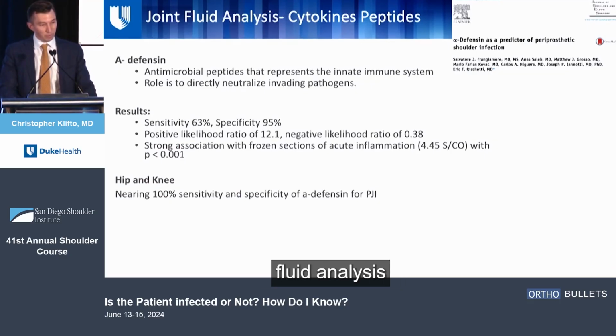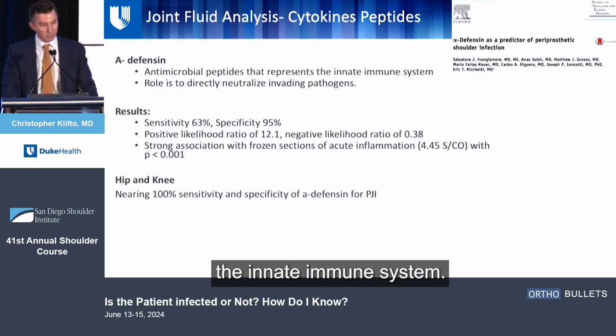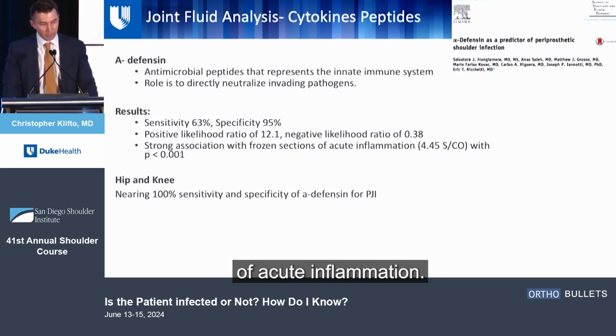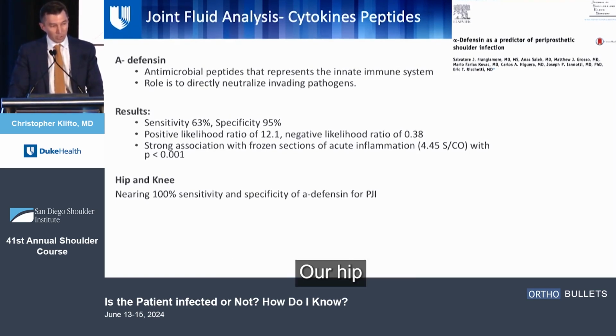What about joint fluid analysis and cytokine peptides? Well, alpha-defensin is an antimicrobial peptide that represents the innate immune system. Its role is to directly neutralize invading pathogens. It has decent sensitivity and specificity, and a strong association with frozen sections of acute inflammation. This isn't anywhere near our hip and knee literature, which comes closer to about 100% sensitivity and specificity.